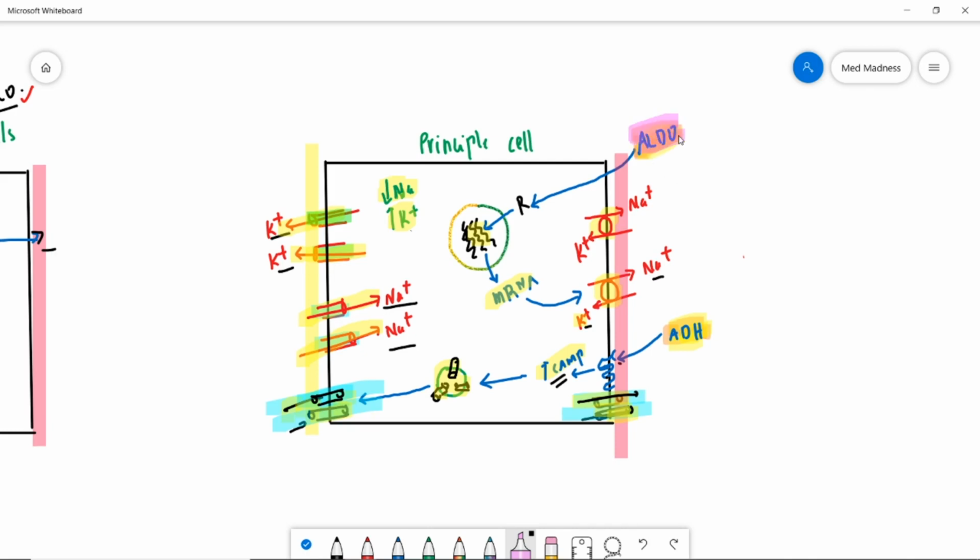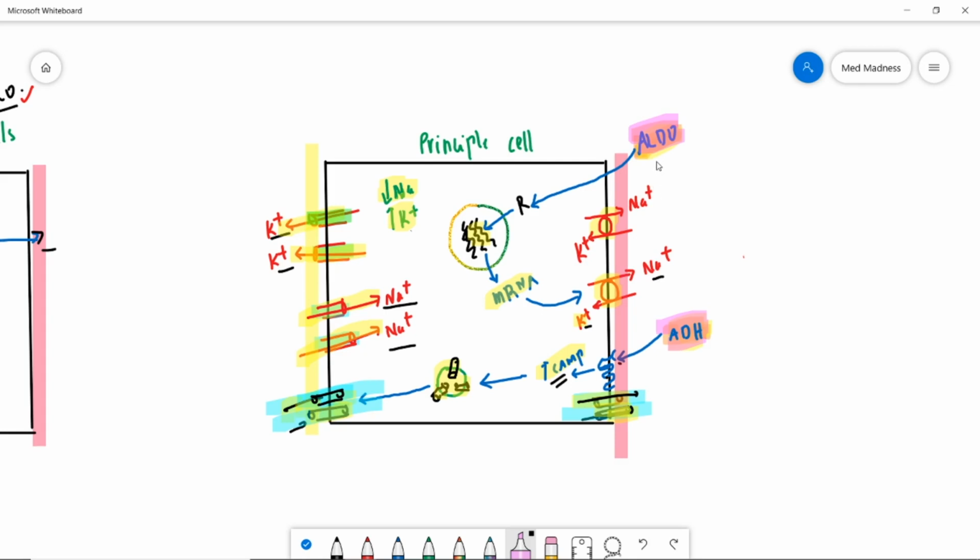The two hormones, aldosterone and ADH, antidiuretic hormone. Let's see their action on this cell. Aldosterone increases the sodium potassium pump on this side, keeping the sodium concentration low and potassium concentration high inside the cell. This hormone also increases the potassium channels and the sodium channels. So what happens here? The potassium is secreted out of the cell and sodium is reabsorbed, followed by water. So to say in short, aldosterone increases sodium and water reabsorption and increases potassium secretion.